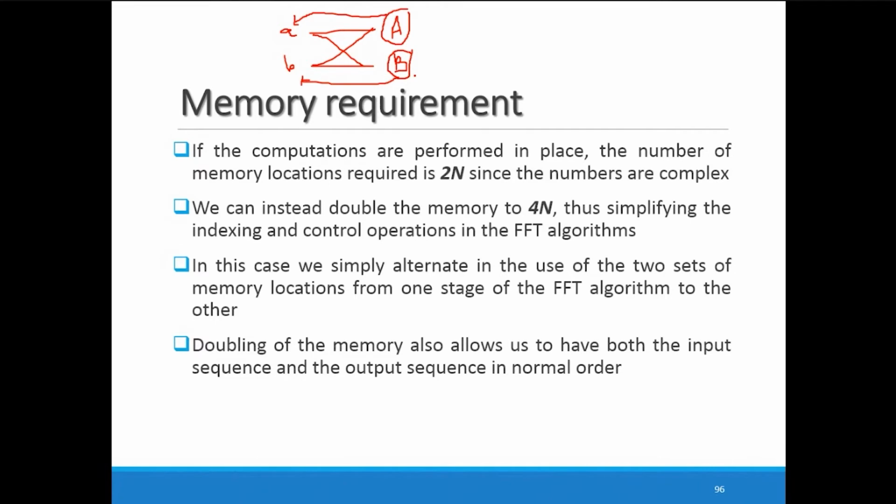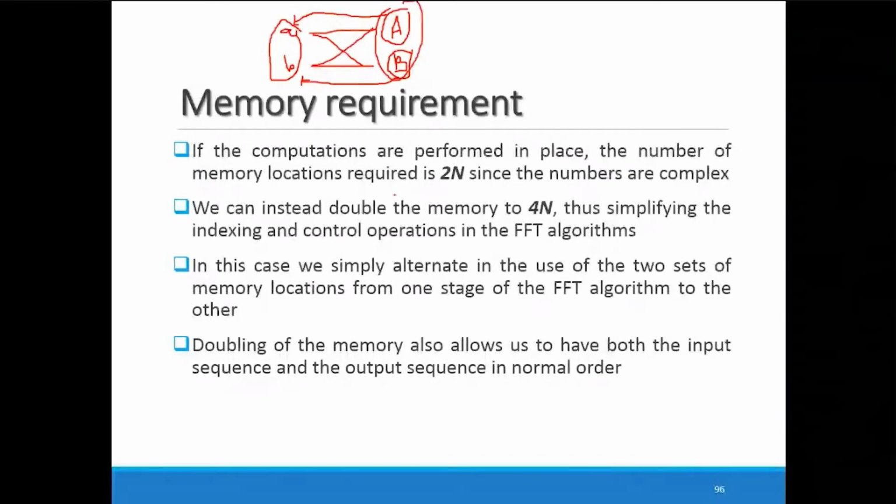Otherwise we would have to double the memory to 4n, though this simplifies the indexing and control operation in the FFT. So if I am not following this type of in place calculation, my storage requirement is doubled. Initially I have to store the input, and whatever output I get I have to store again.